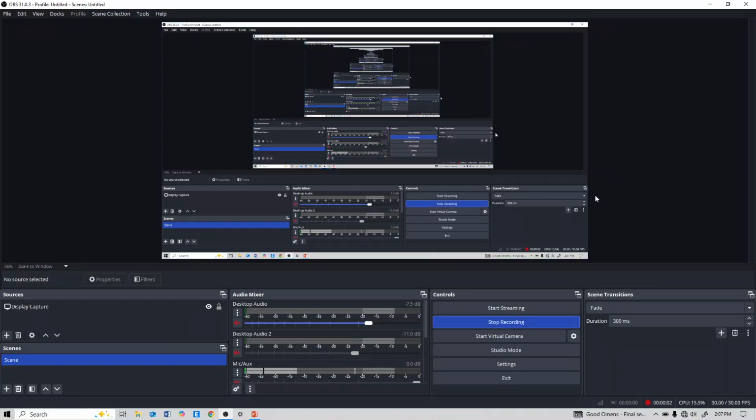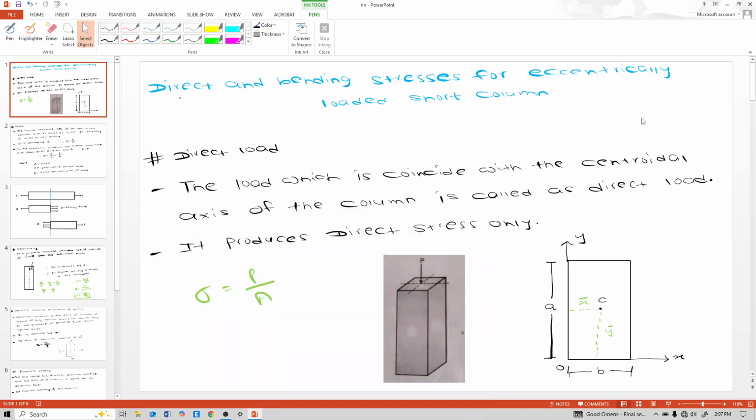Hello. Today, in this video lecture, we will move towards part B of this chapter, axially and eccentrically loaded columns. And this part B is direct and bending stresses for eccentrically loaded short columns.